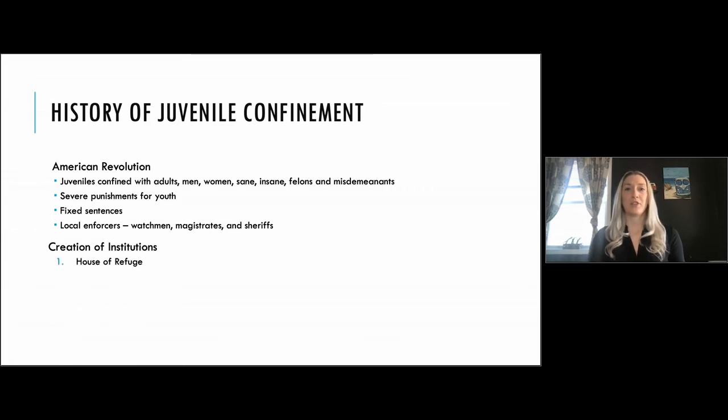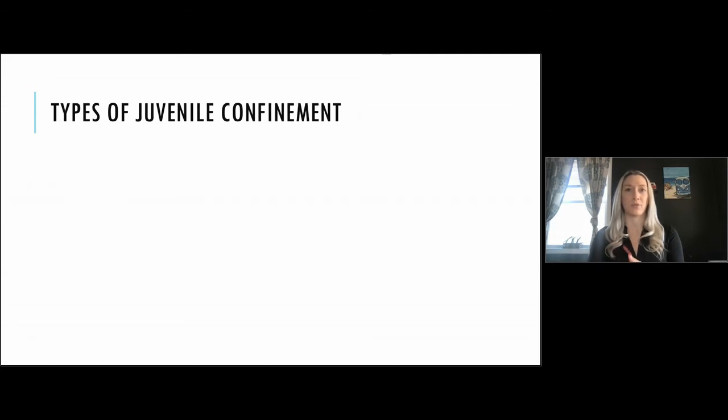And then we have the creation of institutions. There were two main types. We have houses of refuge and reformatory or training schools. The last one is cottage systems, which we still see even today. We don't see house of refuge, and we see training schools, but they're definitely different. It's more of the cottage system you'll see today.